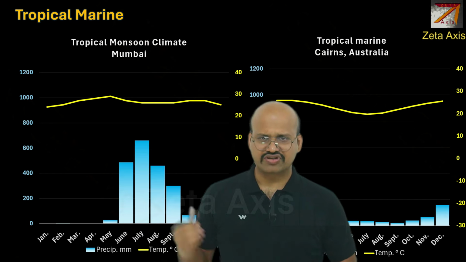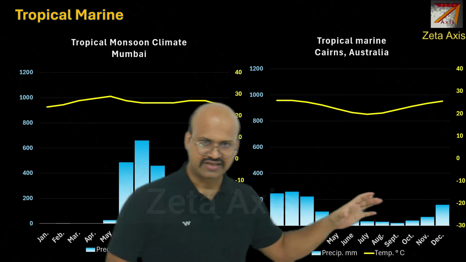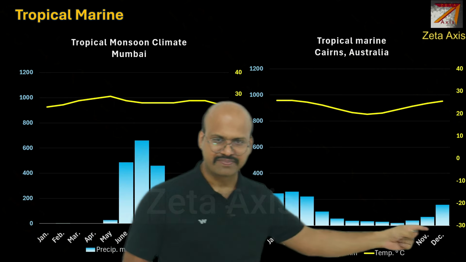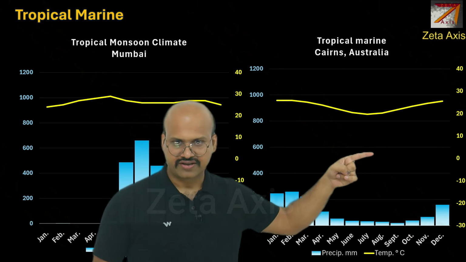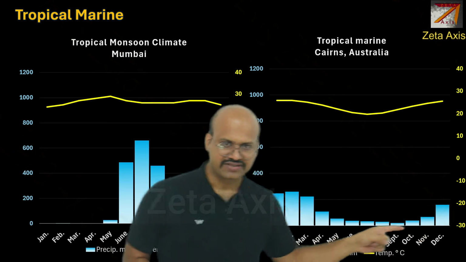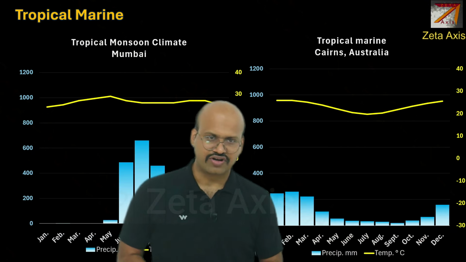Now here is the comparison of tropical monsoon and tropical marine climate. Remember, this is the southern hemisphere. This is in Australia. Therefore, January and December are summer months in Australia. So here also the peak of the precipitation is in summer, and in winter we see that there is very little rainfall. Now let's do the comparison.